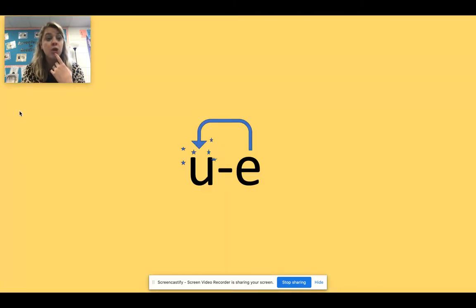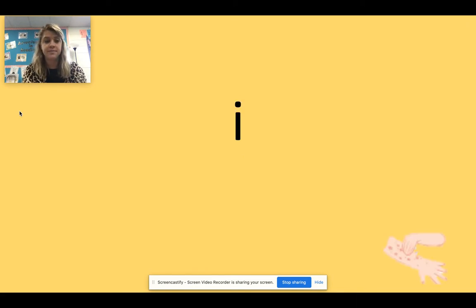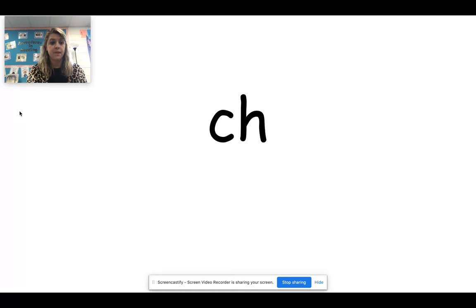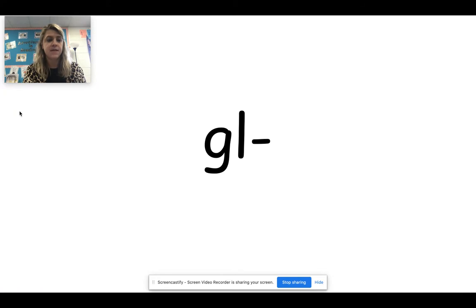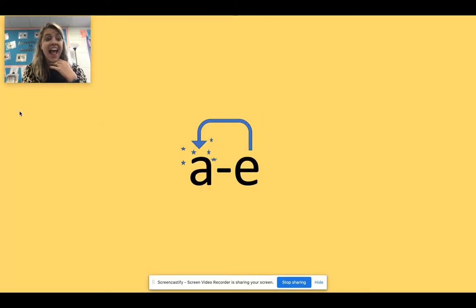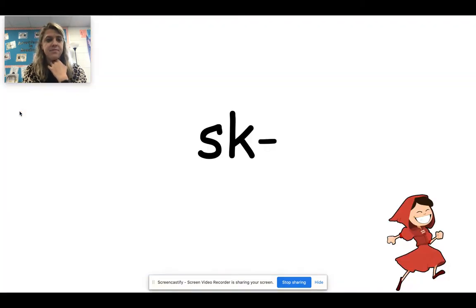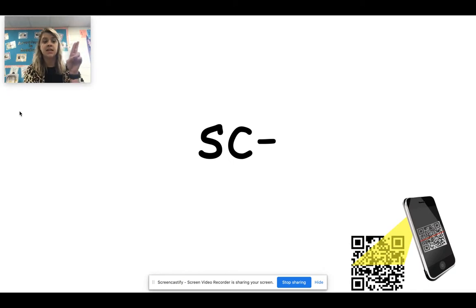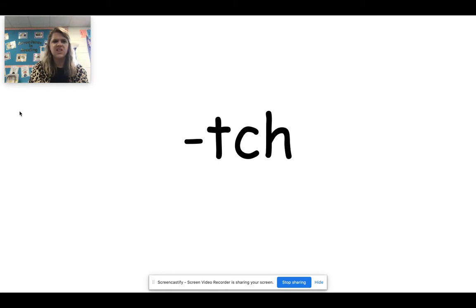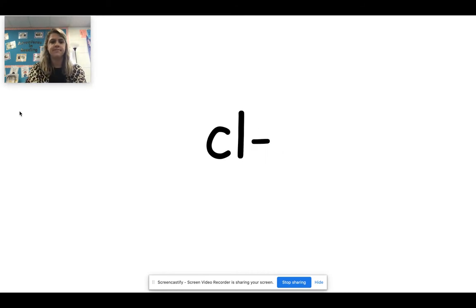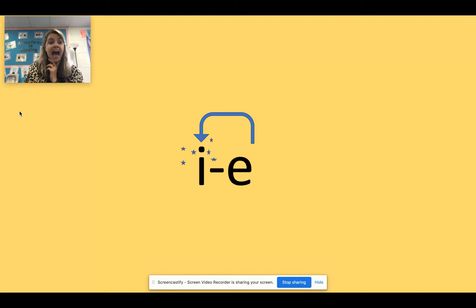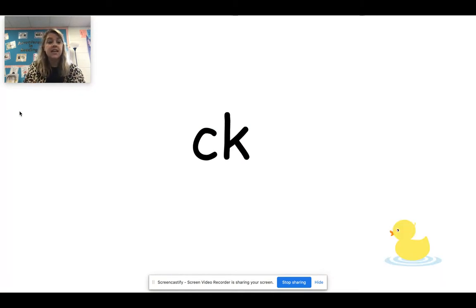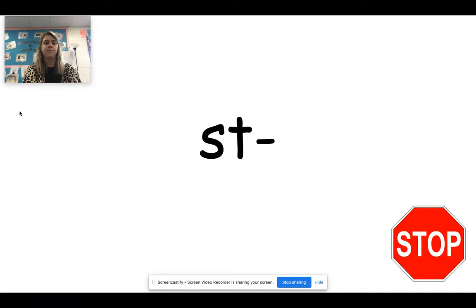U, consonant E says U. I, z, t, ch, g, o, go. A, consonant E says A. Sk, sk. Ooh, this is a hard one. This is a preview of next week's skill. It's ch. K, o, kol. I, consonant E says I. K, f, o. Full. St, st.